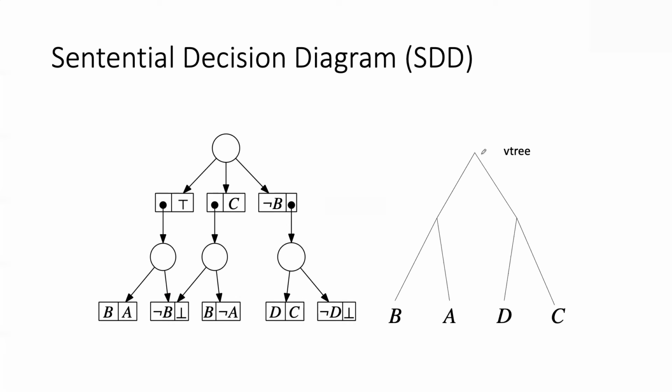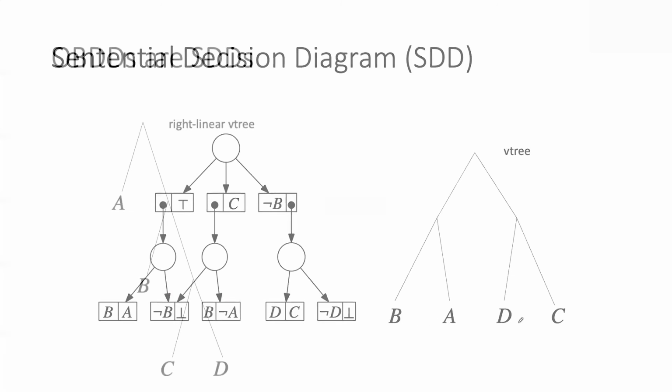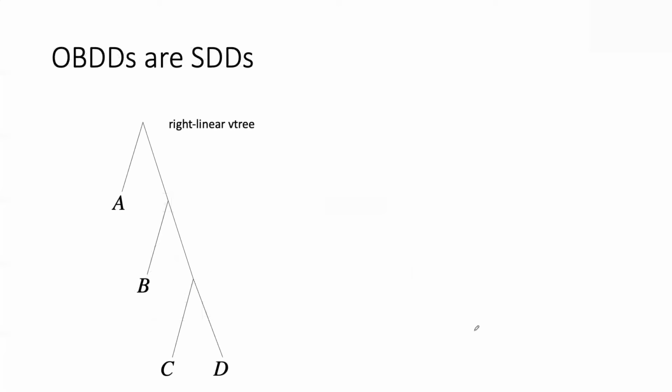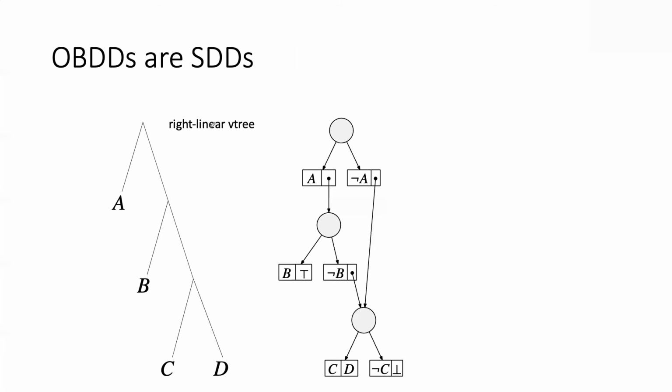A Vtree is simply a binary tree where the leaves correspond to variables. You could have any of them. And what we will see is that if you build an SDD with respect to a special type of Vtree that we call a right linear Vtree, then you'll get an OBDD as a result. So OBDDs are a special case of SDDs when I insist on using a right linear Vtree. And again, you will see this in a little bit in more detail.